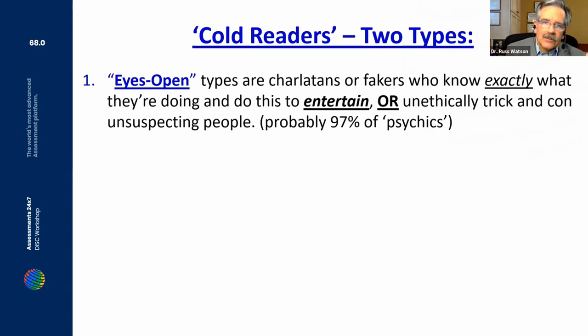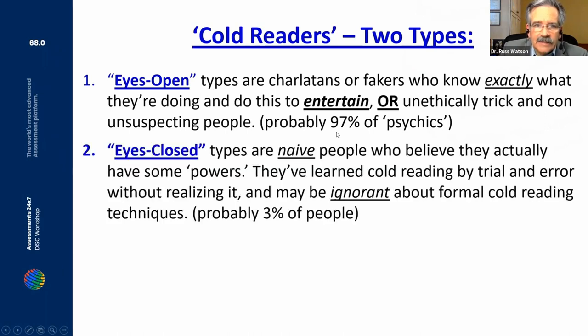Or there are some unethical coaches who will unethically, this is my opinion, unethically trick unsuspecting people. That's probably 90% of psychics are eyes open psychics. This percent comes from the psychics and entertainers themselves. The eyes closed types are simply incredibly naive people who actually believe they have some kind of borderline divine mystical powers. And they've learned cold reading only by trial and error. They may be completely ignorant. I'm not saying stupid. I'm saying incredibly naive and ignorant about formal cold reading techniques. Probably 3% of those people.